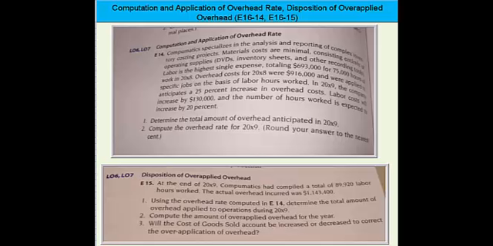Let's take a look at this problem that deals with the computation and application of an overhead rate, and then we'll look at the disposition of the over-applied overhead as well.